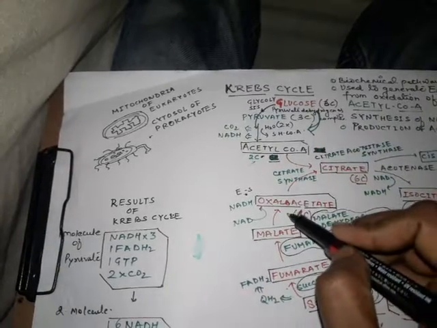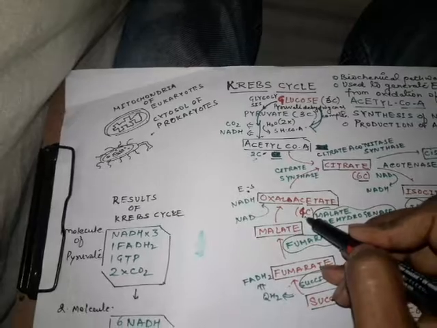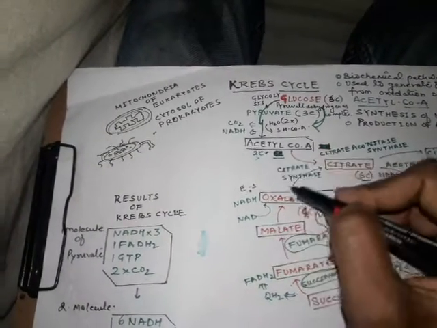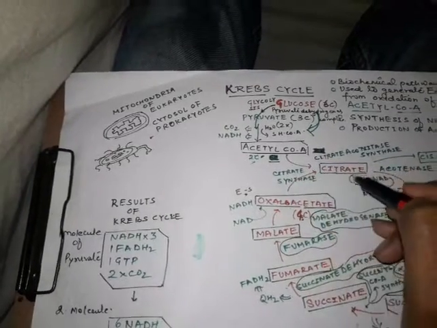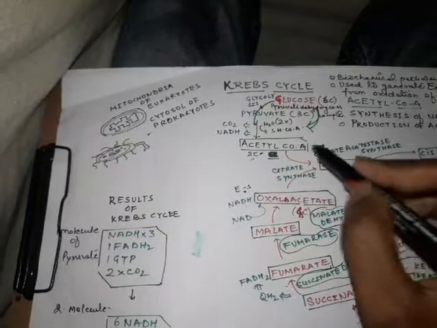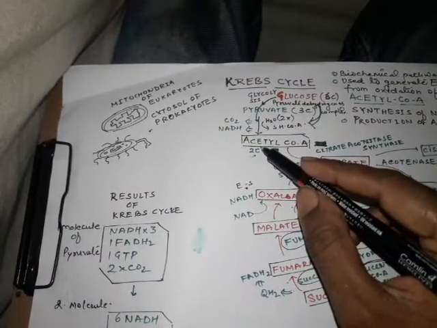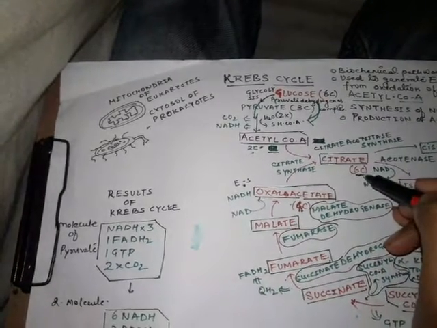Okay, and then the cycle starts from oxaloacetate, which is 4 carbon. So this 4 carbon and this 2 carbon are added together to form citrate, which is 6 carbon, because 2 carbon is there, 4 carbon is there, so 4 plus 2 addition takes place here, and it is converted to citrate, which is 6 carbon.